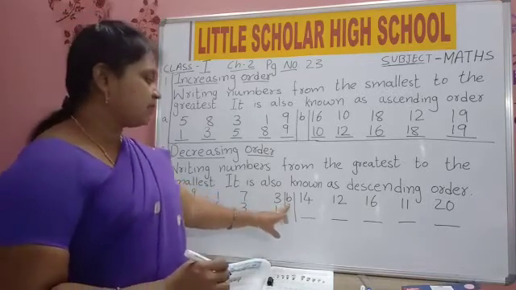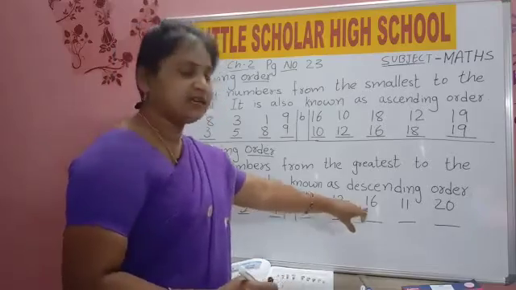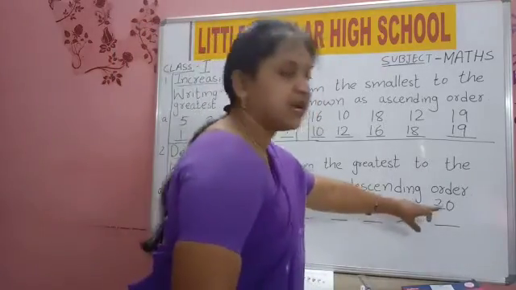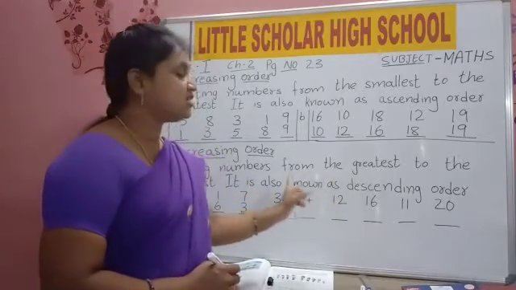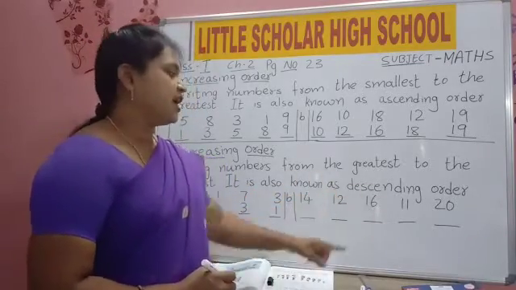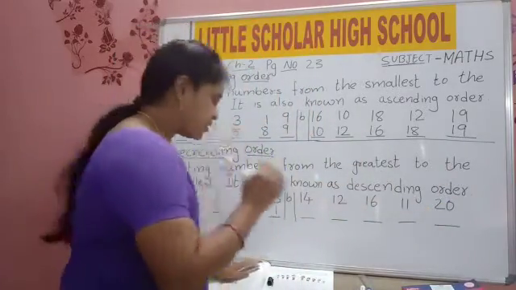Now move on to the B1. 14, 12, 16, 11, 20. In this, which is the big number, children? All these are 2 digit numbers. In this, which is the big number? Yes, 20 is the first big number.